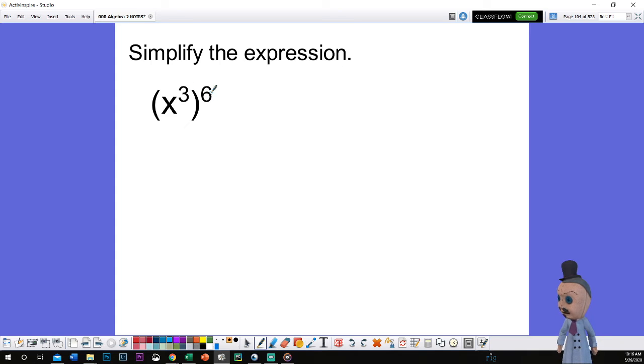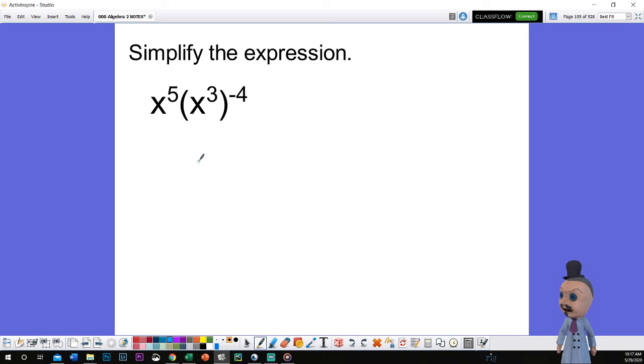Alright, so here our exponents are touching. Again, they're separated by parentheses, but we don't care about that. So we've got 3 times 6. They're touching, so they multiply. And we got 18. That's all there is to that one.